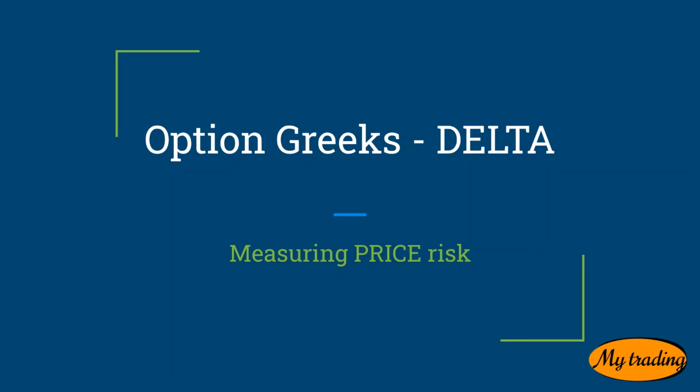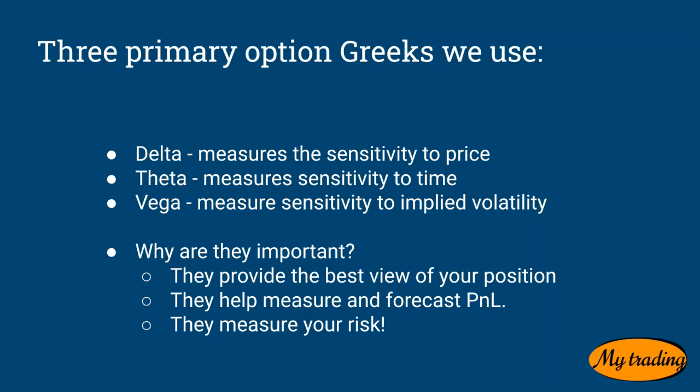Let's talk about delta. So we got into option Greeks a little bit, just a very basic introduction. Now we're going to peel a couple layers off the old onion and talk about what delta is. At a high level, it measures price risk. It measures the risk or reward that you have when the underlying price moves. We talked about the main three Greeks that we're going to look at: delta, theta, and vega, and why they're so important.